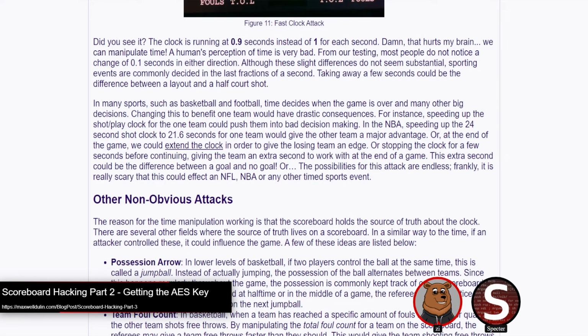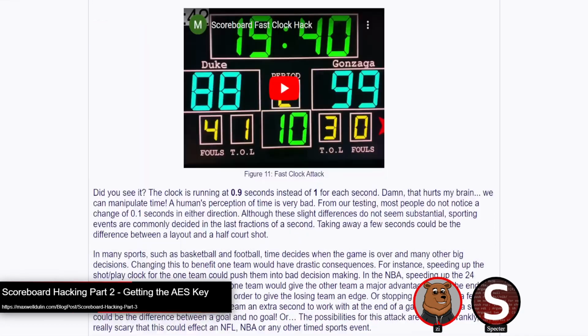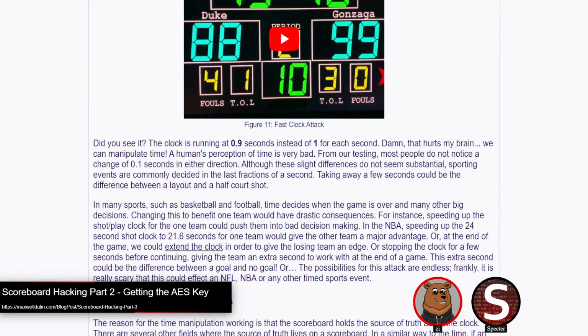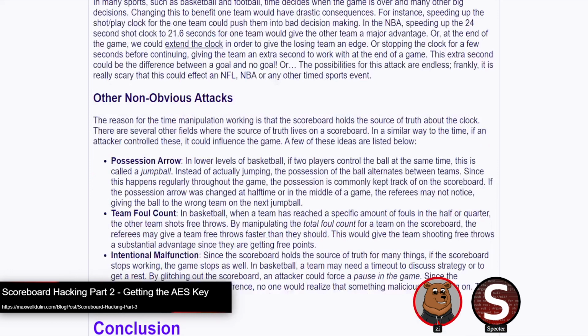And yeah, it would have that competitive integrity aspect to the attack, as would a lot of these other ones. The possession arrow he calls out as a lower level basketball thing, or a team foul count being able to modify some of the values there that might not get noticed if there's a break in gameplay. And the other one is the intentional malfunction attack, just messing with the scoreboard, causing kind of a timeout without a team actually needing to use one of their timeouts. Forcing a technical timeout, basically.